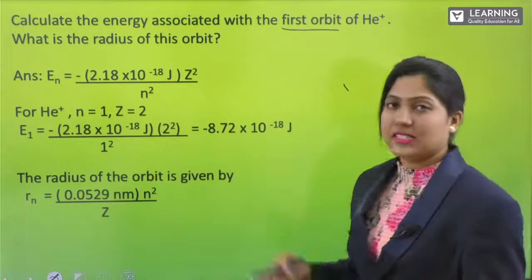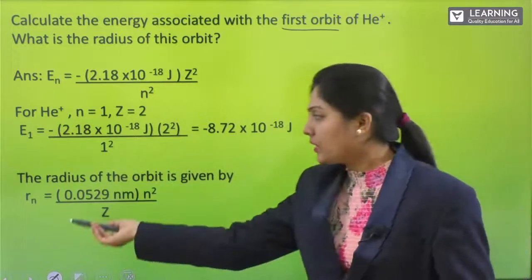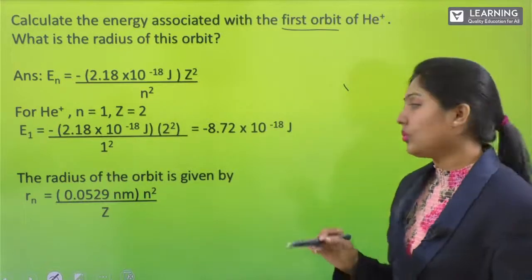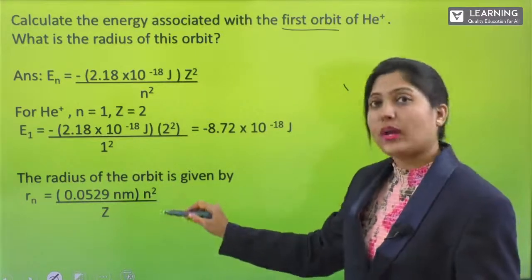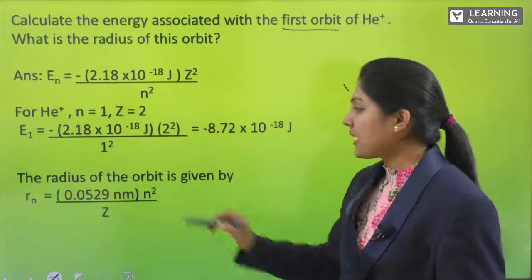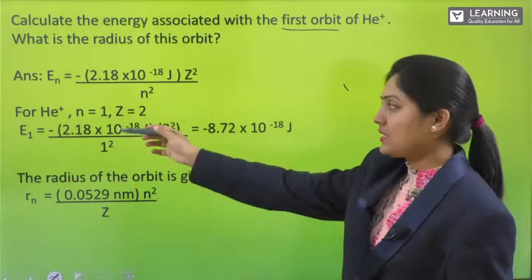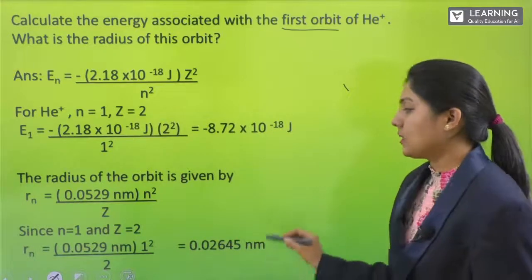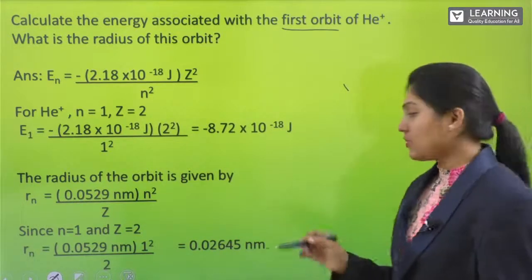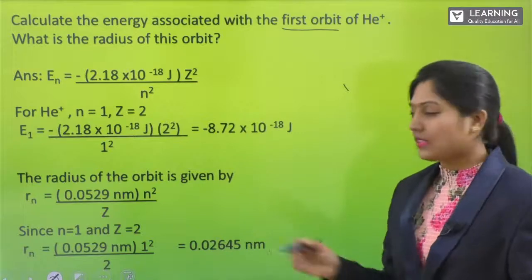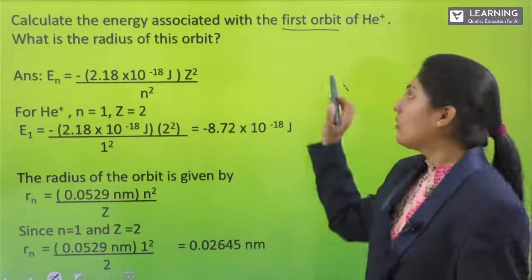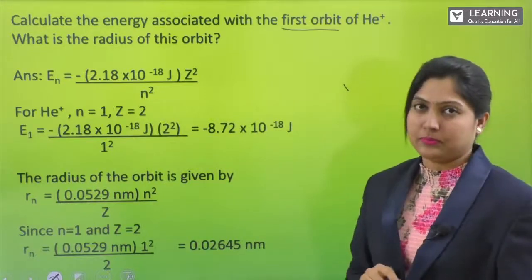What is the radius? Radius, as we know, is given by Rn equal to 0.0529 nanometer into N square by Z. As I said, N is 1, Z is equal to 2, and here we get the answer as 0.02645 nanometer. This is the radius of the given first orbit of helium. Understood?